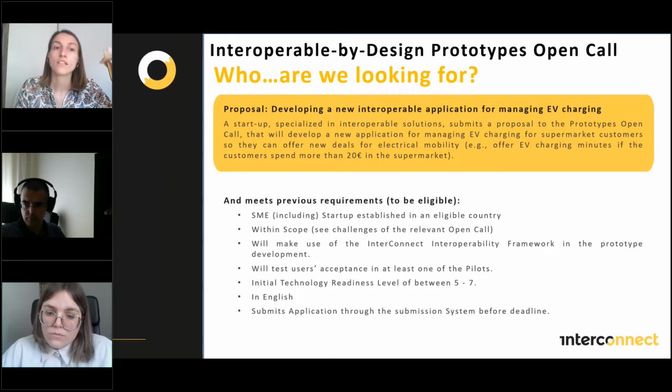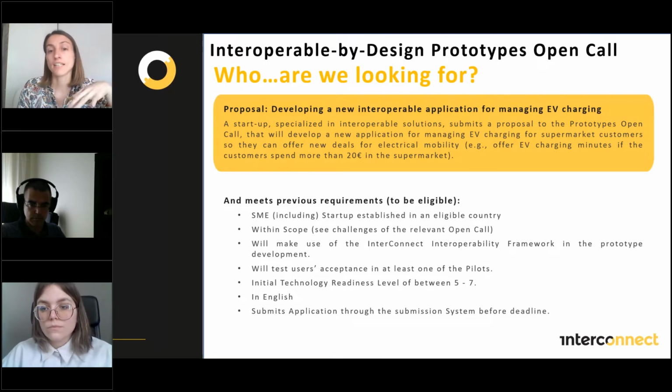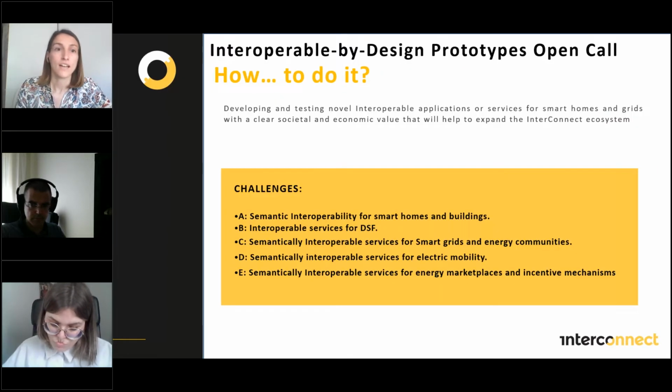And this proposal should meet all the previous requirements. So it should be an SME, be within the scope, will make use of the InterConnect interoperability framework, will test user acceptance in at least one of the project pilots. The initial TRL should be between 5 and 7. The proposal will be written in English, and the application will be submitted through the system and always before the deadline. Okay. Now, if David is willing, he can explain better what are the challenges that the project is proposing to solve.